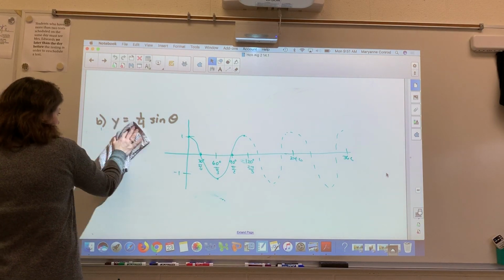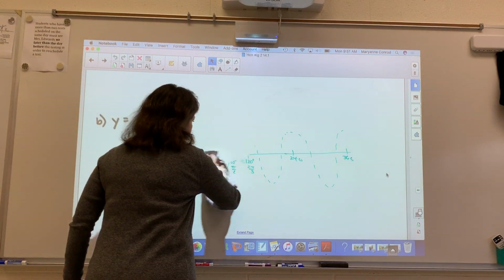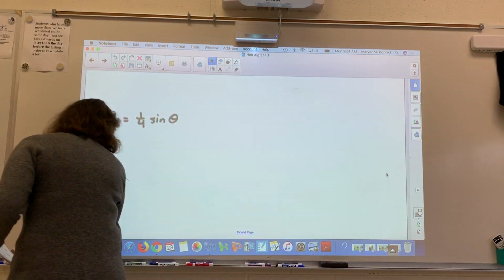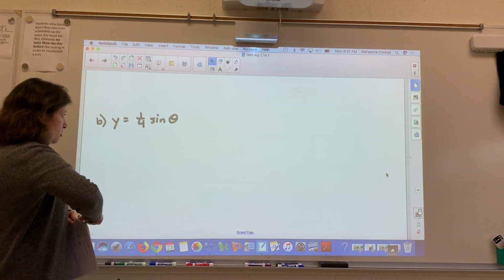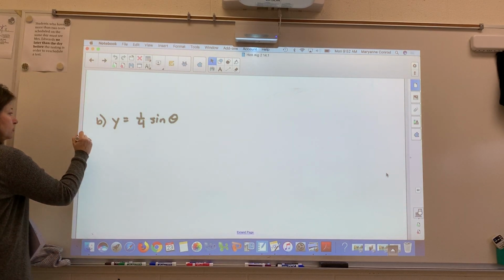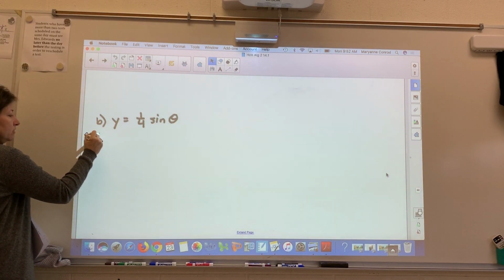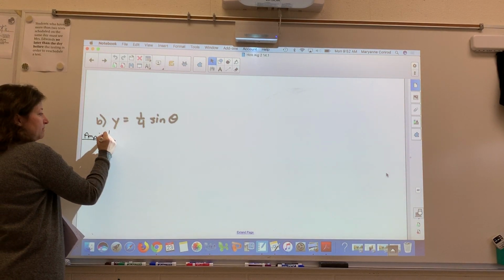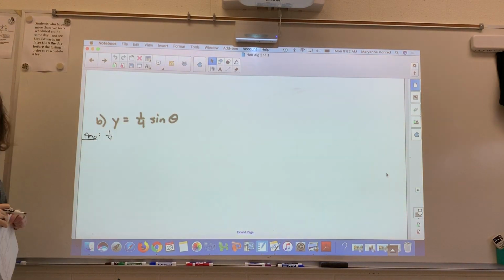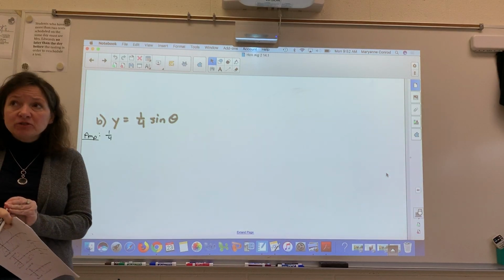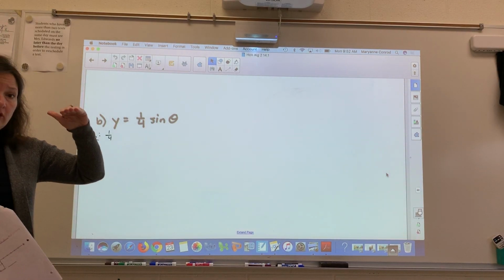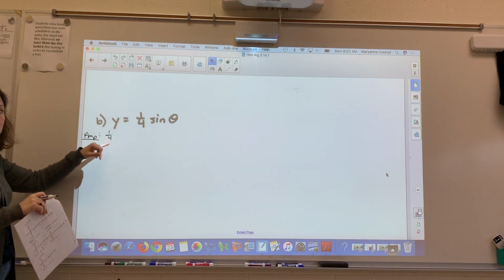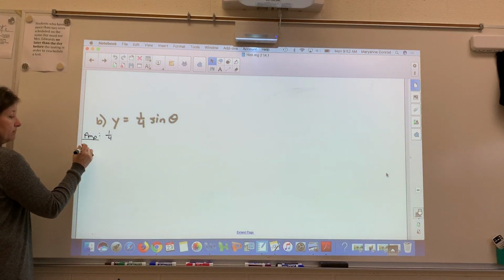For letter B, we're going to graph 1/4 sine theta. Okay, so first thing I find is my amplitude. Well, what's my amplitude? My amplitude is going to be the absolute value of A, which in this problem is 1/4. So what that means is my highest point is only going to be a quarter up and a quarter down. Because remember, that's your distance from the middle to the maximum and the middle to the minimum.